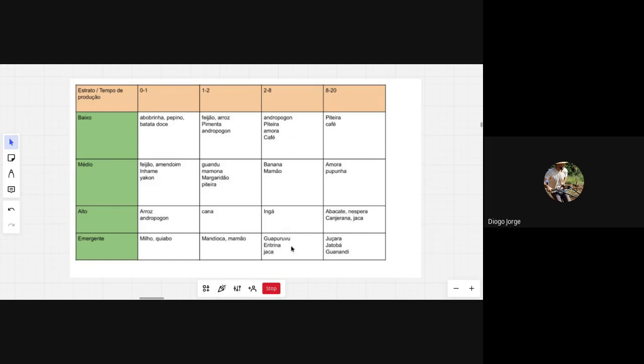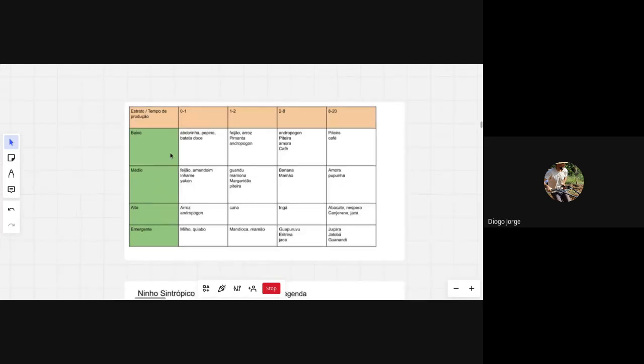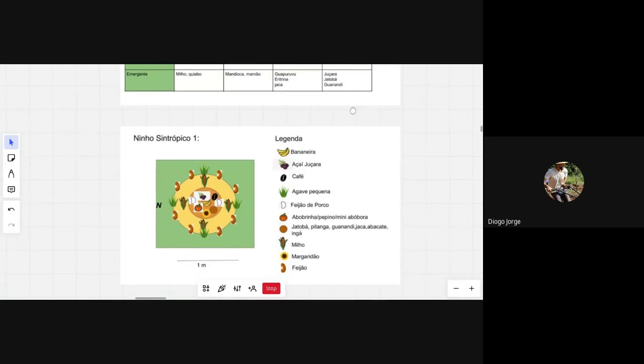So this happens also with trees. After the second year, we will have bananas and papayas in the medium to high strata, and some pioneer trees in the high strata, some pioneer emergents, and so on. So that's how we plan it, and we plant everything all together.